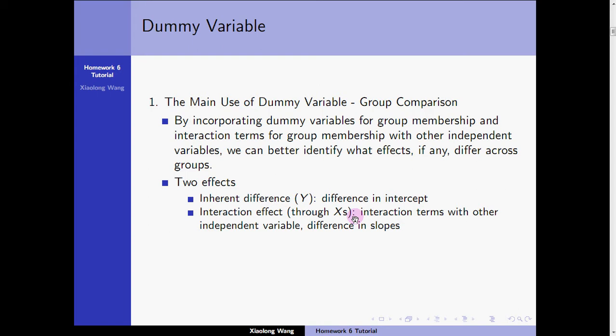So these are the two ways of using dummy variable to make comparisons between groups or among groups and to see what difference they make. And the second topic we are going to talk about is what should we do if we have more than two groups. Let's proceed to the first topic first.